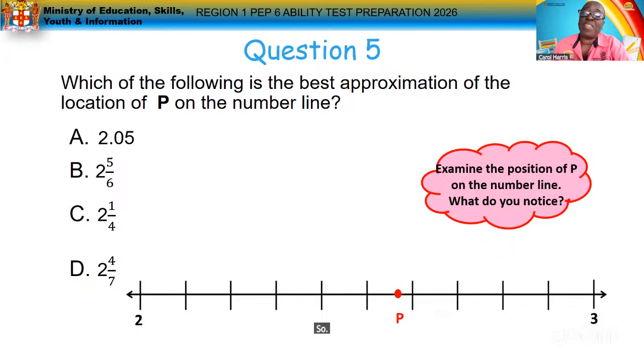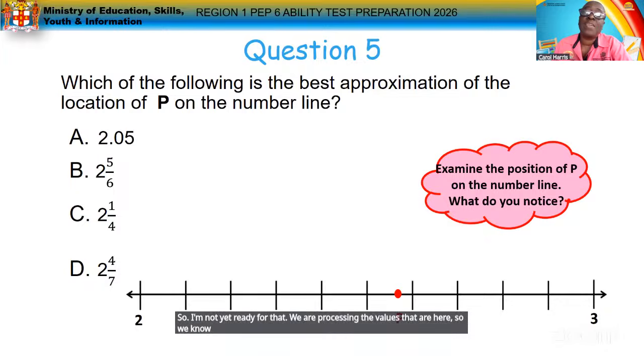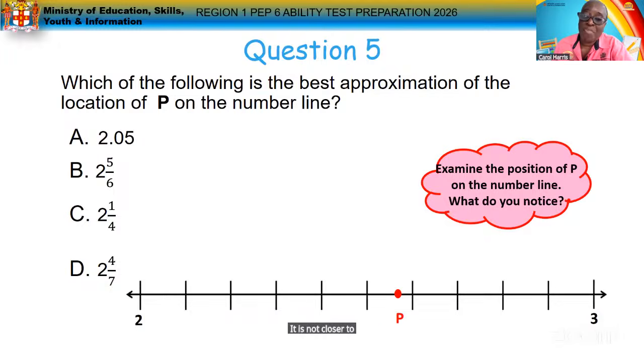I'm not yet ready for that. We are processing the values that are here. So we know that, but I would like us to look more closely at that. It is not closer to the 3 than the halfway mark. Be careful of that now. Can you use the pointer for me, please, Mrs. Williams?